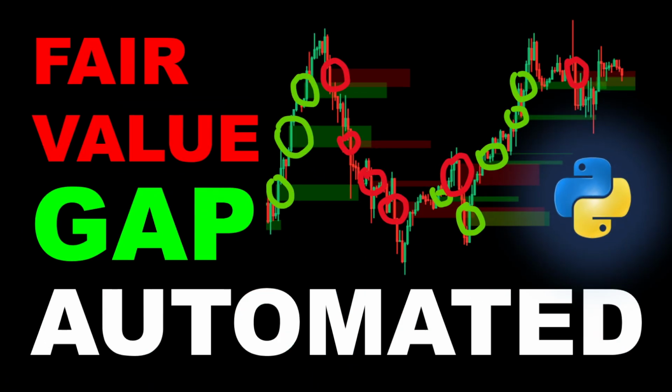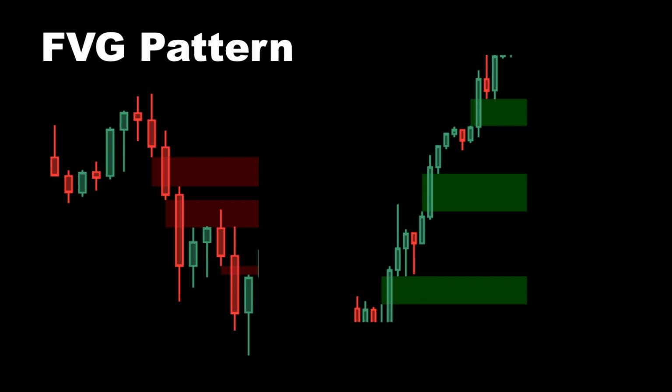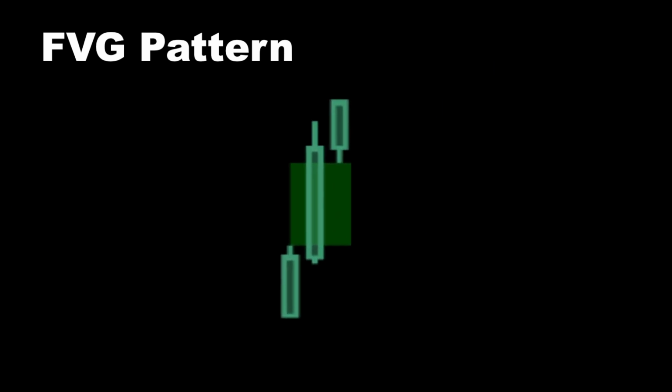So, how to identify a fair value gap on a chart? A fair value gap pattern is formed by three consecutive candles. Candle 1 represents the initial move of the price. It sets a starting high and low value. Candle 2 is the momentum candle. It's usually a strong push in one direction, leaving a gap.